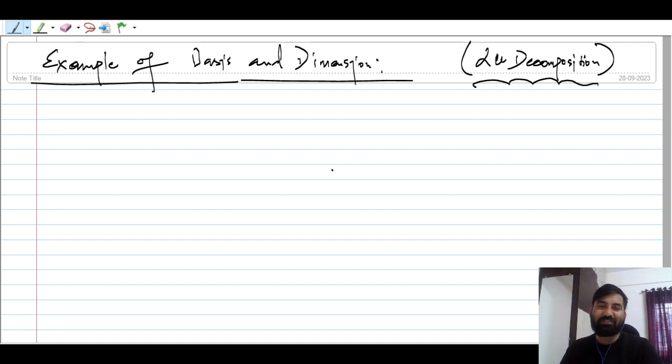So LU, L stands for lower triangular matrix and U stands for upper triangular matrix, right? So I will be giving you a very smart way of solving LU decomposition based problems, right?